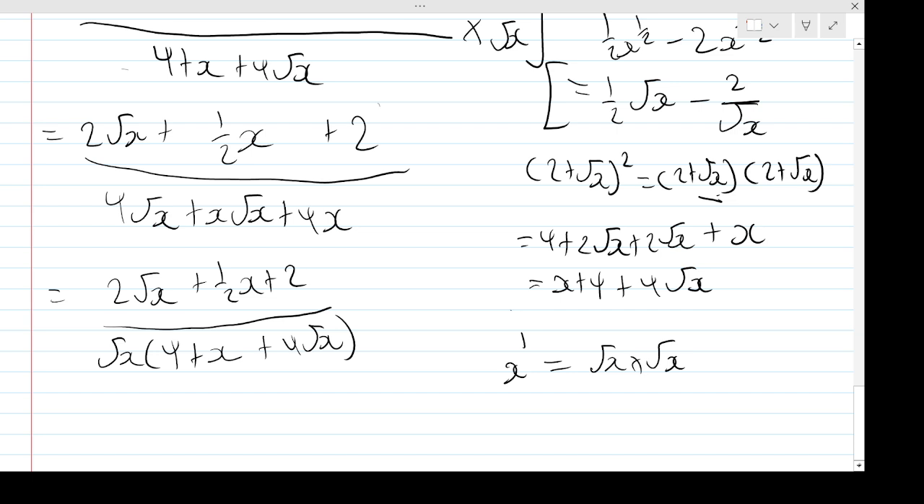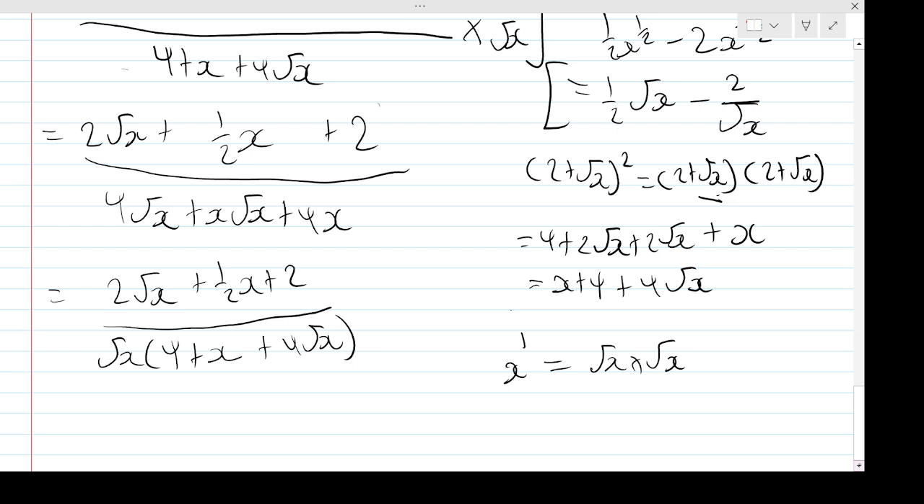Because then again you can check your answer. We have root x times root x. You just get back x, okay? And yeah, so really now that should really help us. Let's have a look. Let's compare what we have.